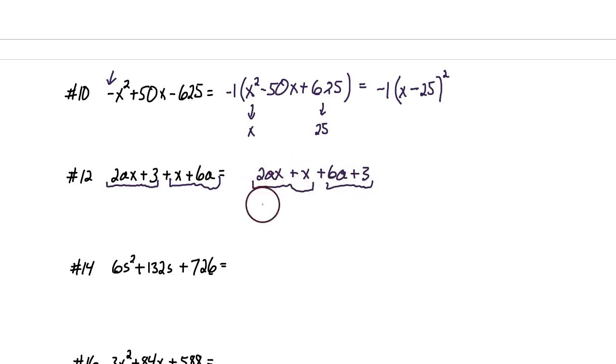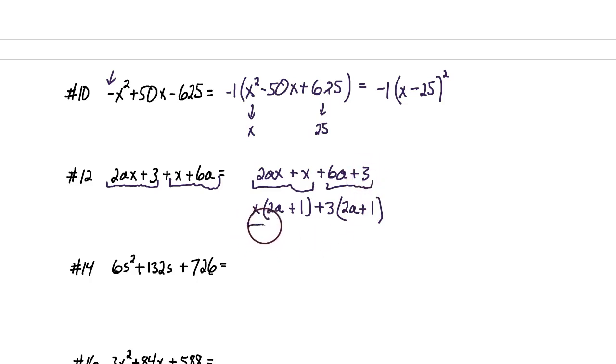The first binomial has a GCF of x. X times 2a makes the 2ax, and x times positive 1 makes the positive x. In this binomial, there's a greatest common factor of 3. So write down positive 3 and then the parentheses. 3 times 2a makes the 6a, and 3 times positive 1 makes the 3.